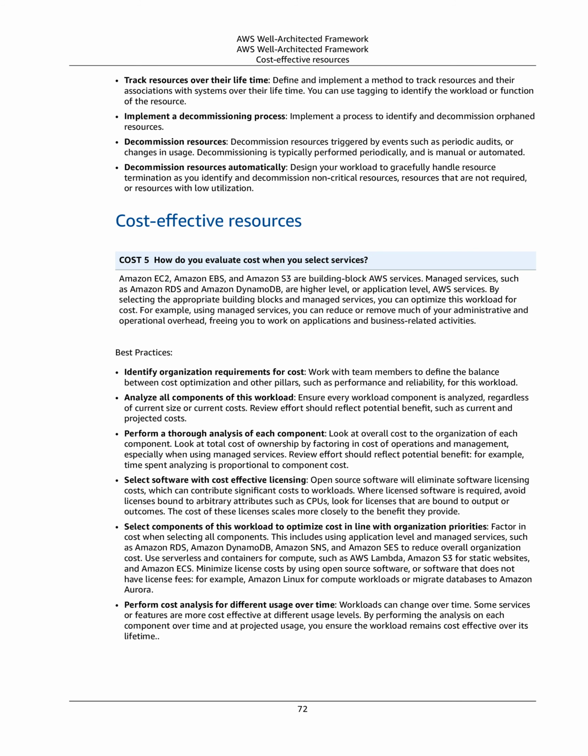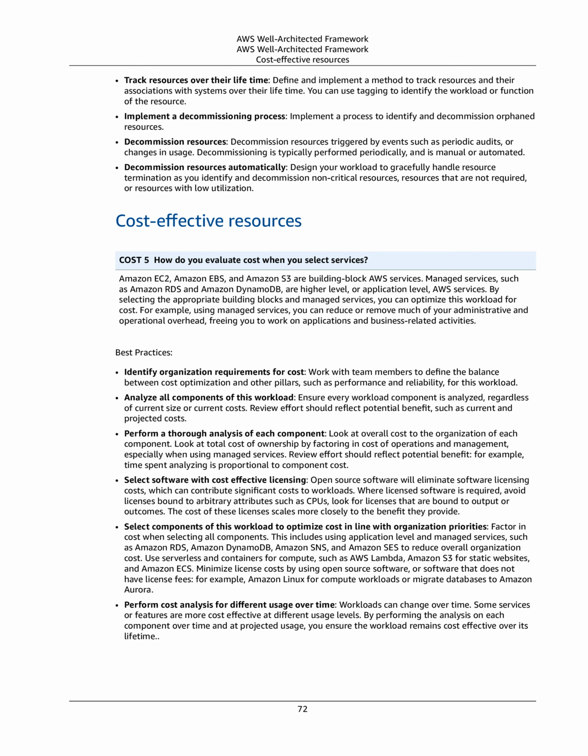Implement a decommissioning process. Implement a process to identify and decommission orphaned resources. Decommission resources triggered by events such as periodic audits or changes in usage. Decommissioning is typically performed periodically and is manual or automated. Decommission resources automatically. Design your workload to gracefully handle resource termination as you identify and decommission non-critical resources, resources that are not required, or resources with low utilization.